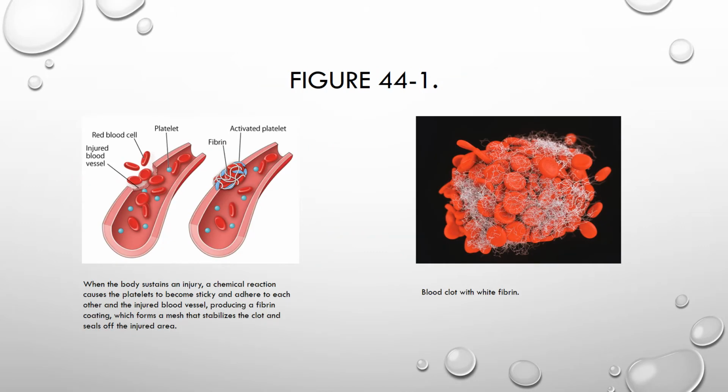And here's a figure showing when the body sustains an injury, a chemical reaction causes the platelets to become sticky and adhere to each other and the injured blood vessel, producing a fibrin coating which forms a mesh that stabilizes the clot and seals off the injured area.